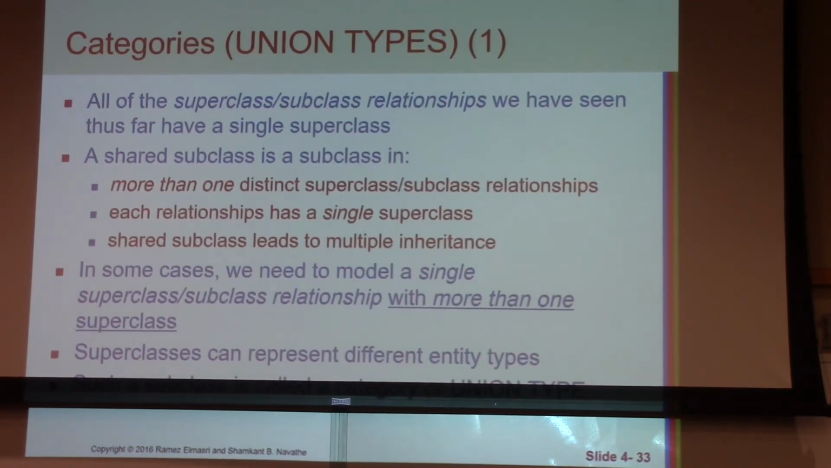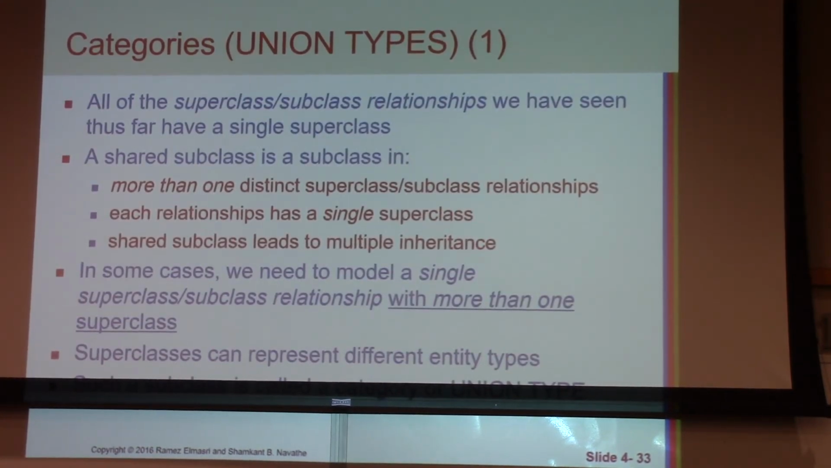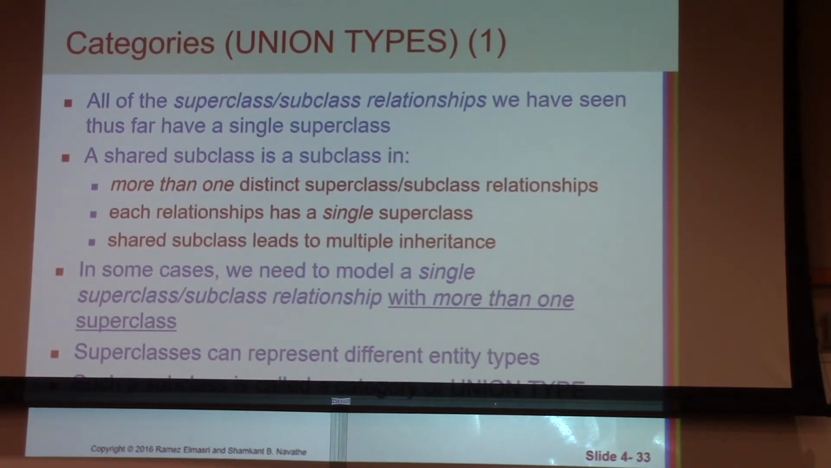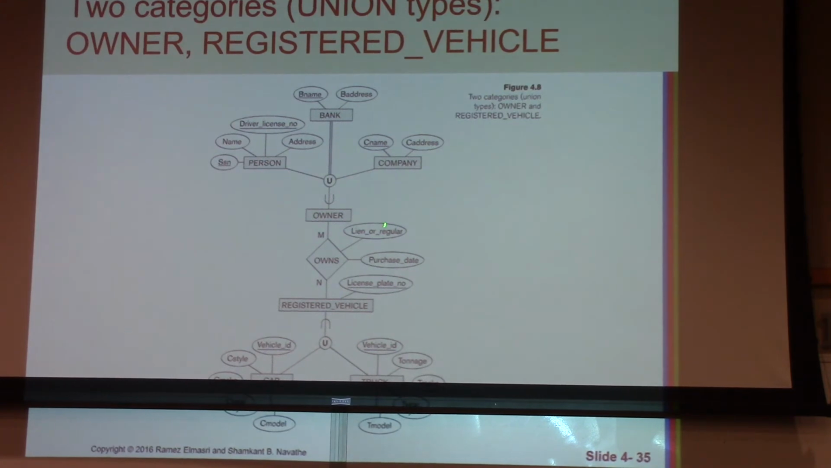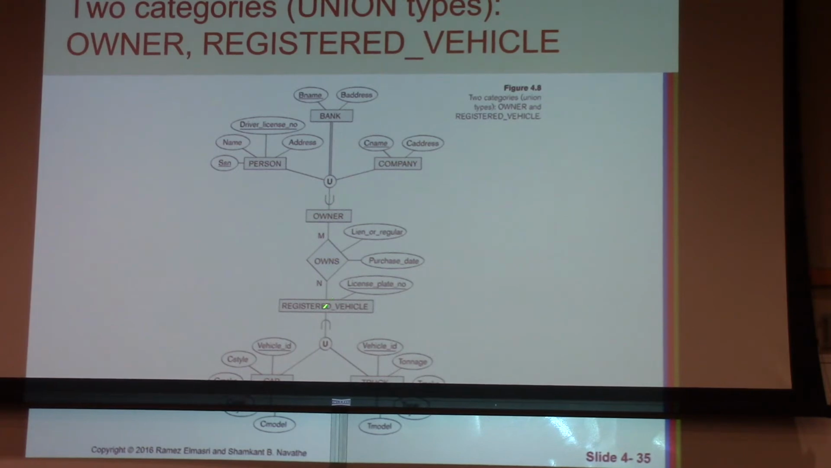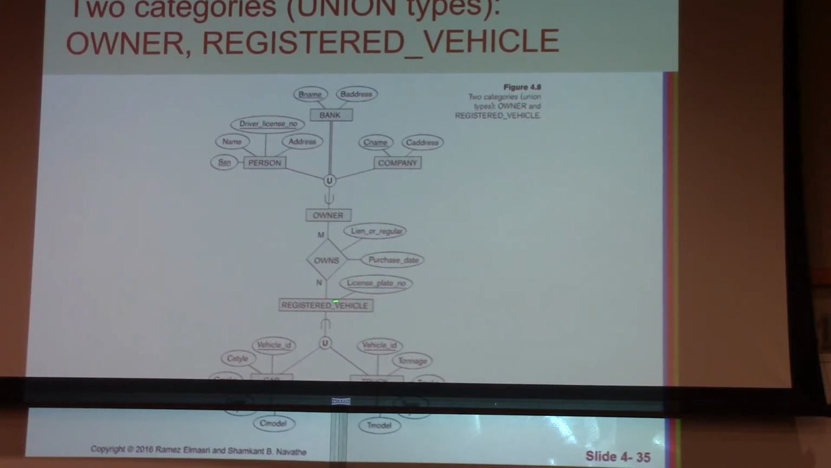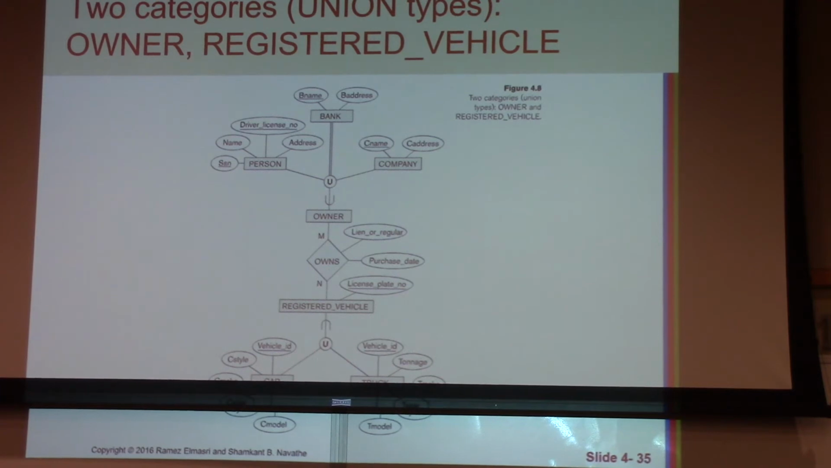There's another one, slightly more important than the other. This is called the categories or union type. Let's take a look at the example. So let's first see the owner owns registered vehicle. It's a simple 2 entities and 1 relationship. The owner owns the registered vehicle. It's a many-to-many relationship, which means one owner owns multiple vehicles, and one vehicle is owned by many owners.